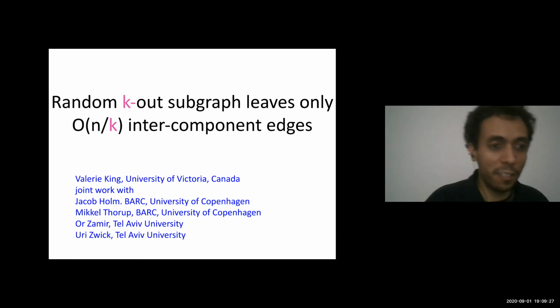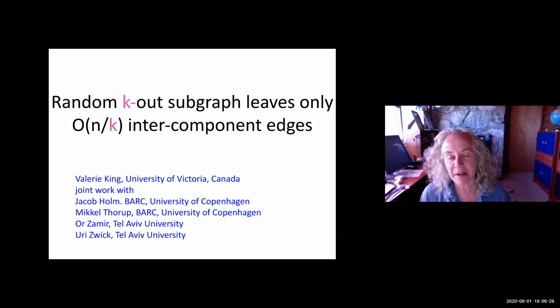Please go ahead. Okay, so I'm going to talk about random k-out subgraphs. And this is joint work with Jacob Holm and Mikkel Thorup from BARC, which is a group at University of Copenhagen, and Or Zamir, who's currently at Tel Aviv, and also Uri Zwick, who's at Tel Aviv.